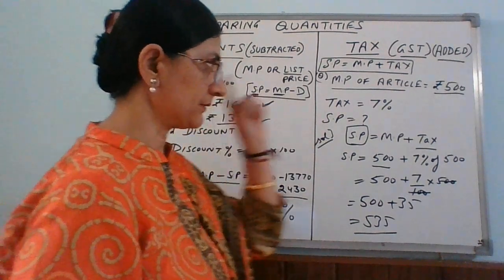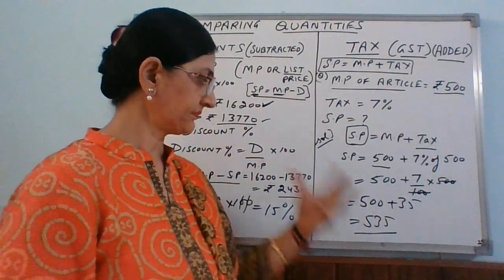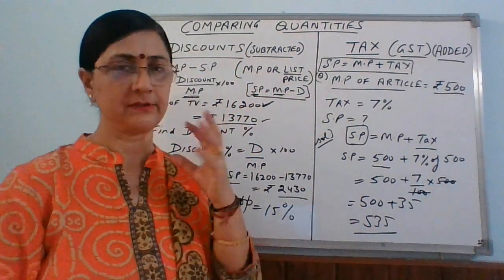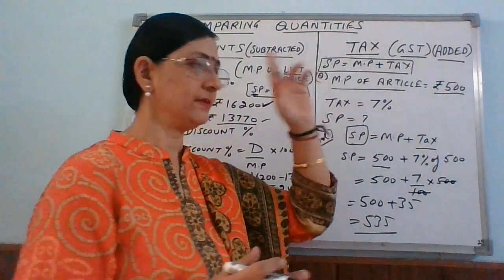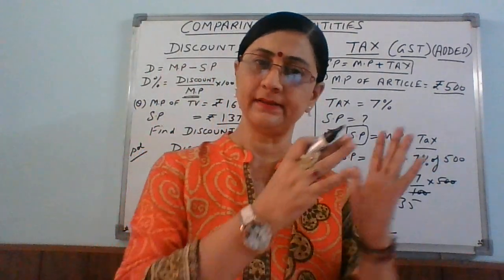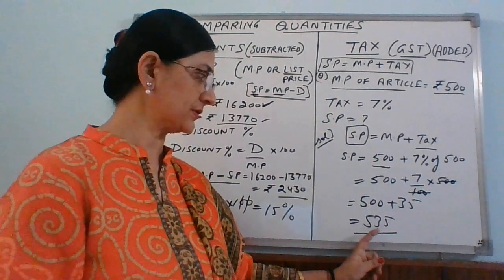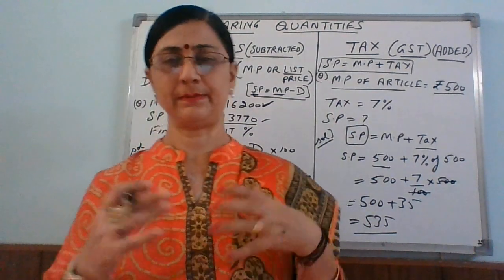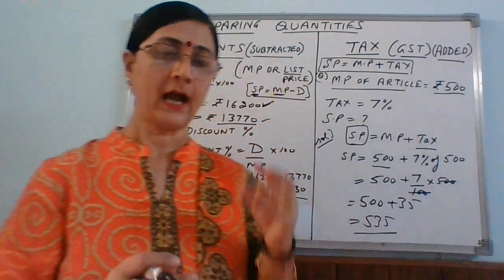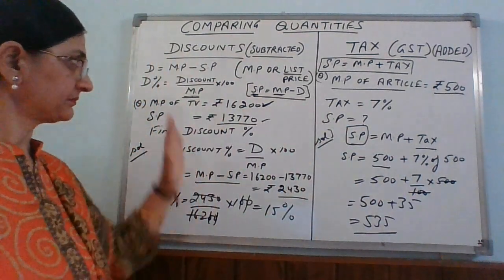So the article was of 500, but the shopkeeper charged us 535 because he was saying that 7% tax has been added in this. So tax add करने पे उसको 535 extra pay करना पड़ा customer को, right? I hope it's clear, right?